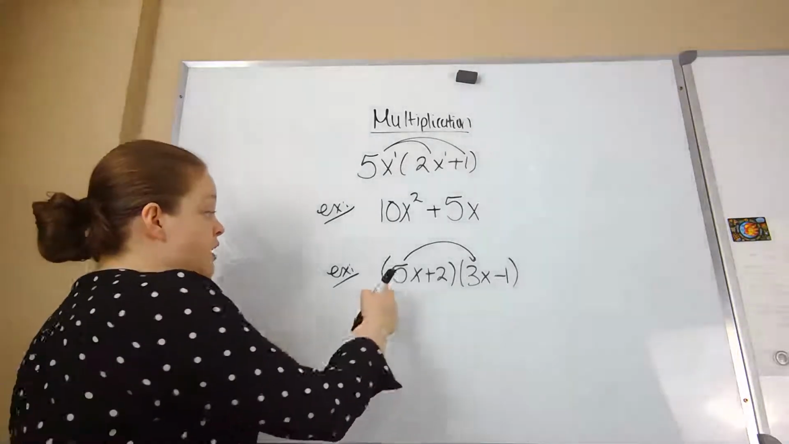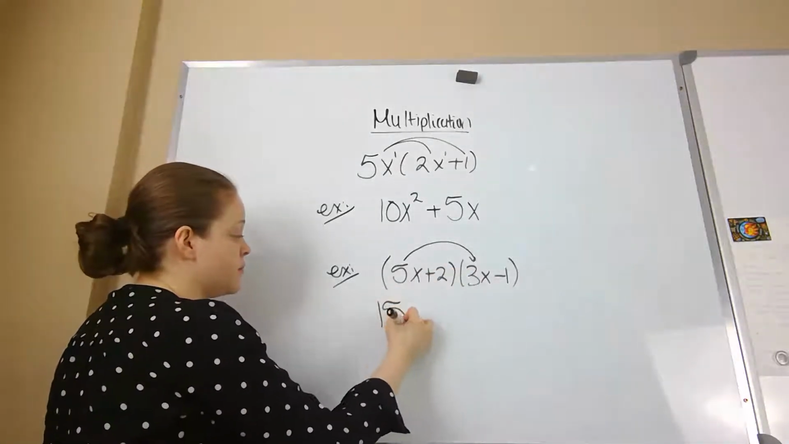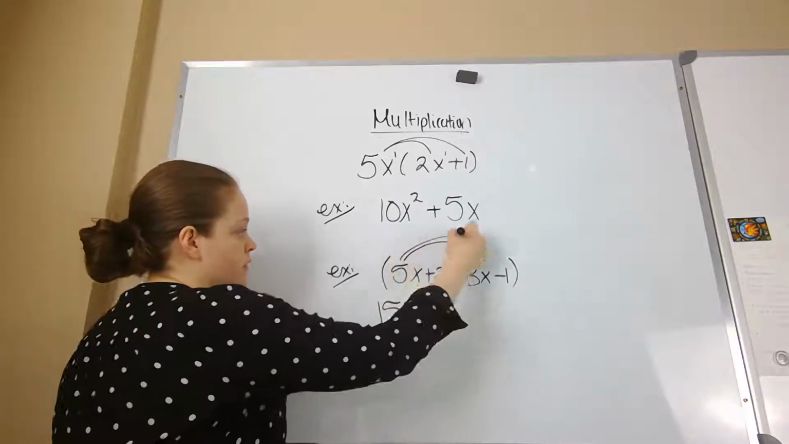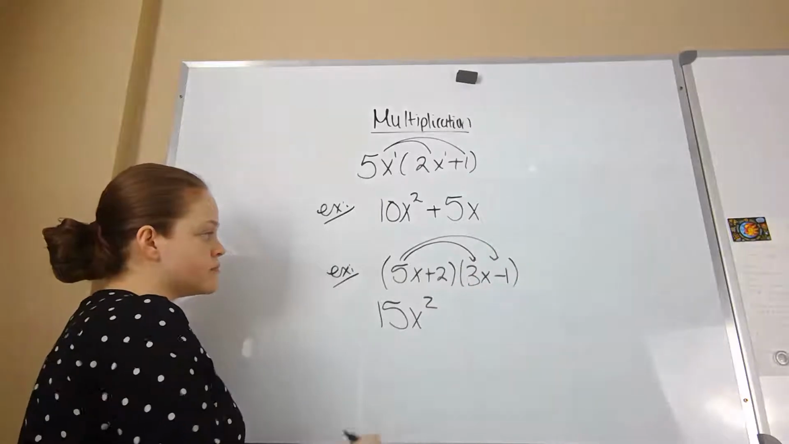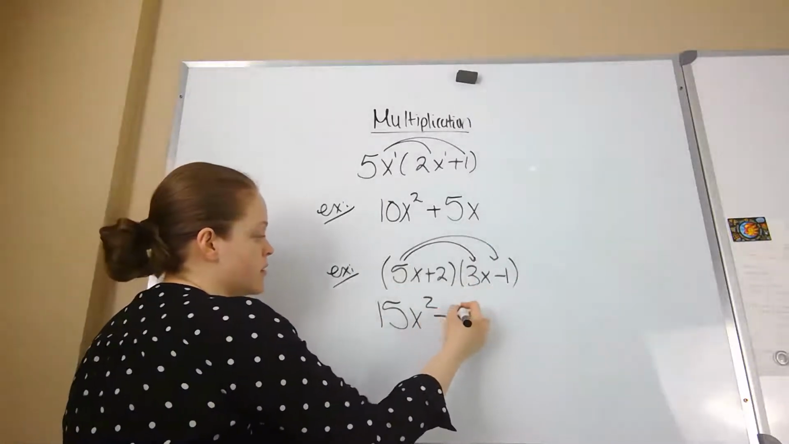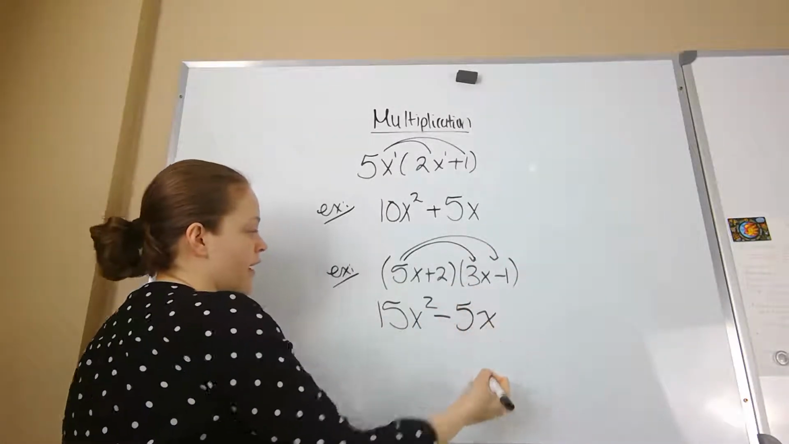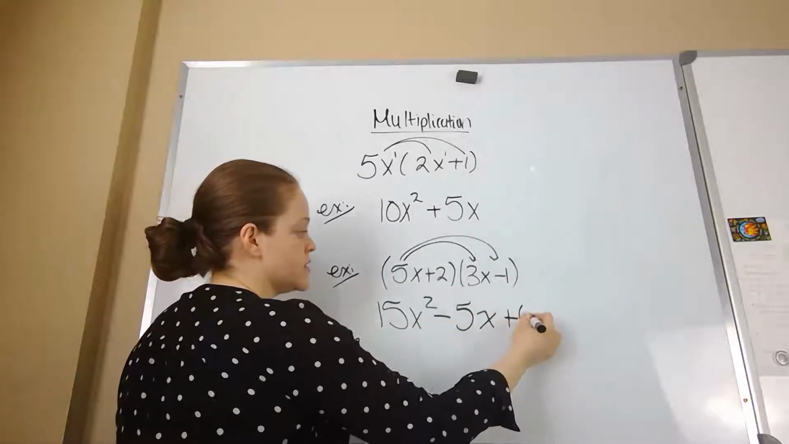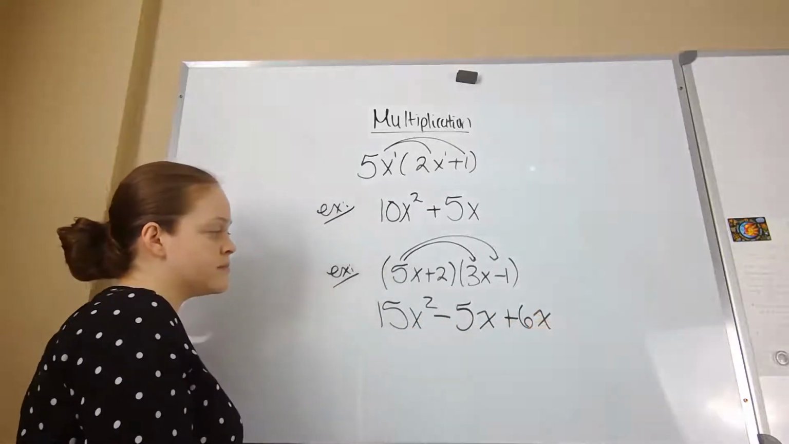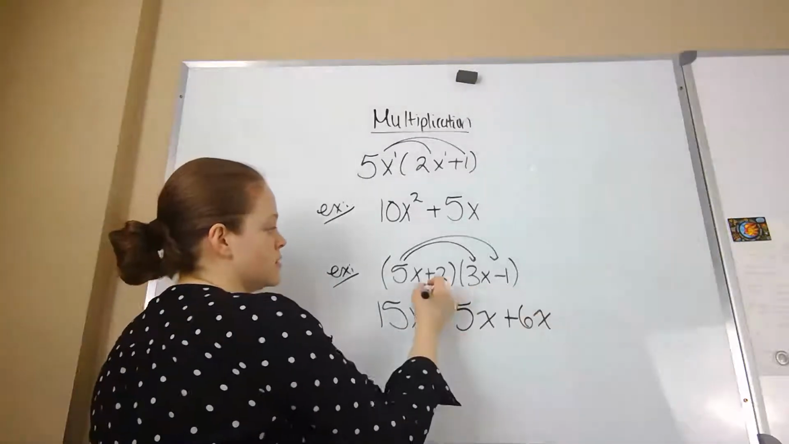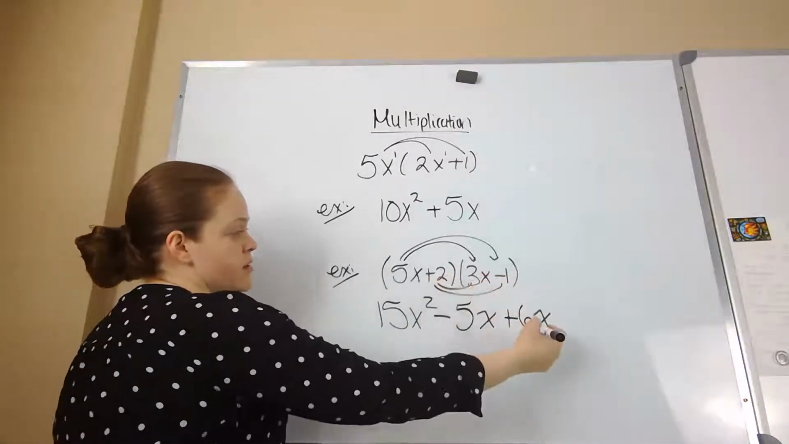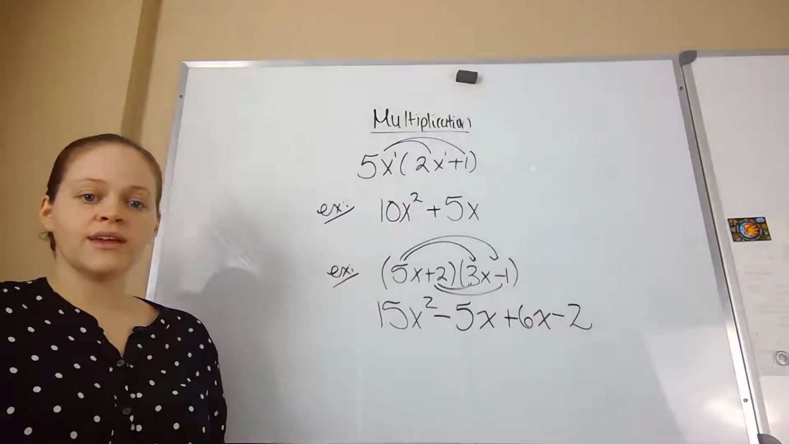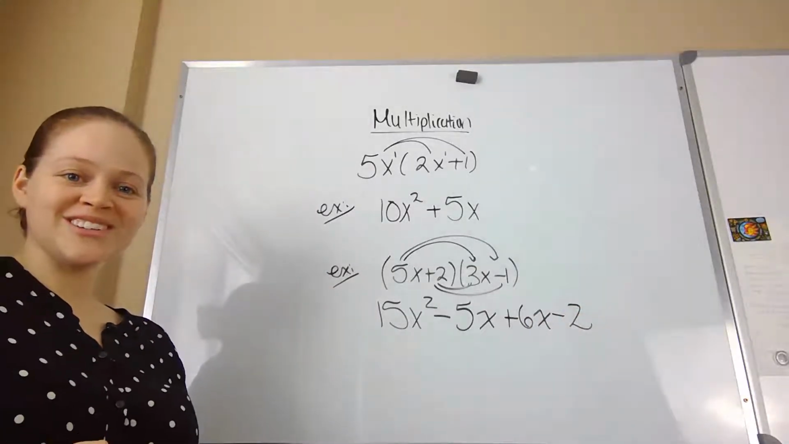Okay, so 5 times 3 is 15. x times x is x squared. And then we have this guy. So 5 times negative 1 is negative 5x. 2 times 3 is positive 6x. 2 times negative 1 is negative 2. And then, can you guess what we do from here?